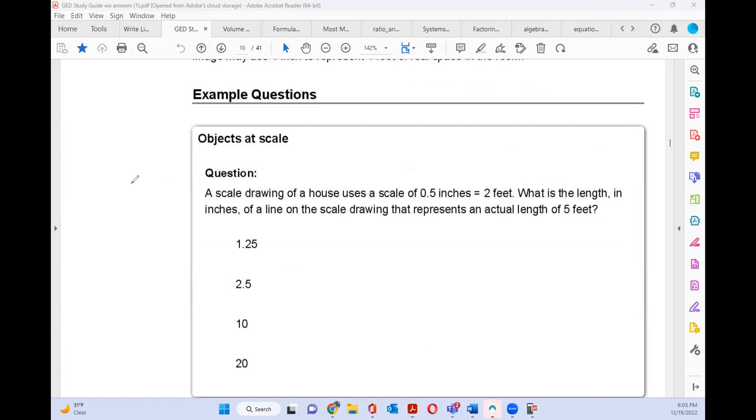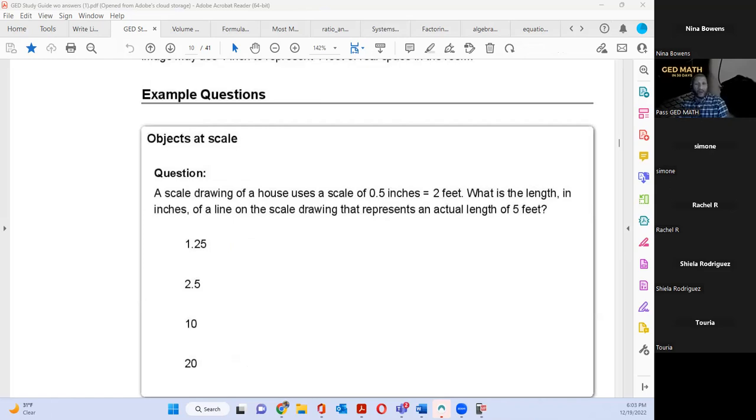Yes, sir. Okay. What do I know? Remember, I keep saying the same thing every week. When you're doing a word problem, identify what you know first. So when we're looking at this problem, what do I know? What's given to us? Inches and feet, right? Right. So tell me specifically. 0.5 inches equals 2 feet. So that's the ratio that you know.